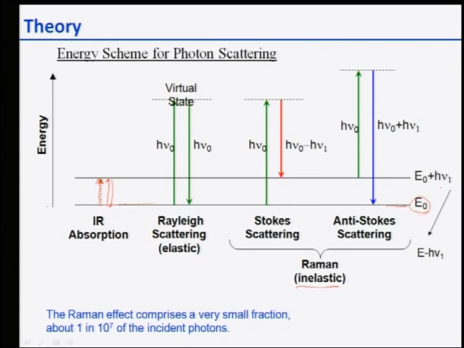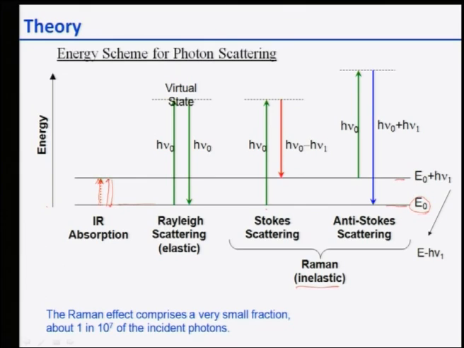Now in the case of Stokes, suppose the molecule is excited to the higher energy or virtual state by h nu 0 energy, and there is some inelastic scattering, some energy gets lost, so that it doesn't come back to the ground state at all. That means it lost energy, but the molecule can come back by losing this energy, h nu 0 minus h nu 1, to the excited vibration states above the ground state. That is what this one is. So obviously you can see it can fluoresce easily when it comes back to the ground state.